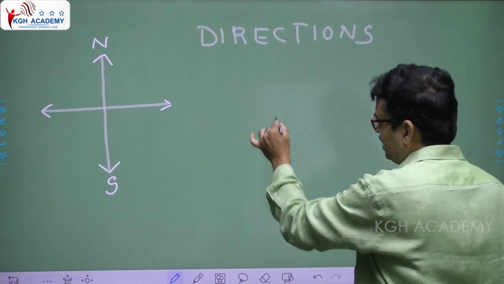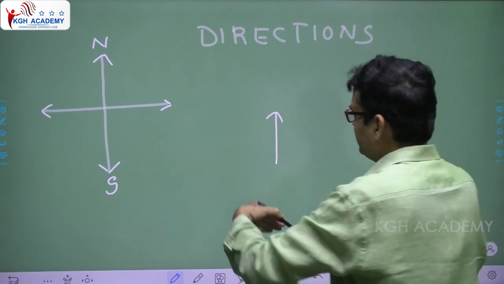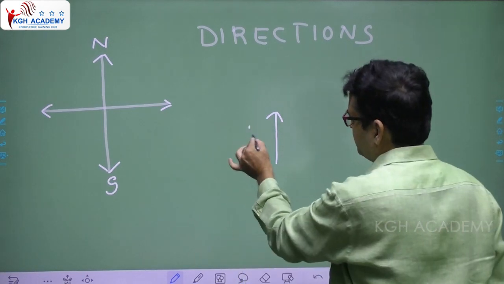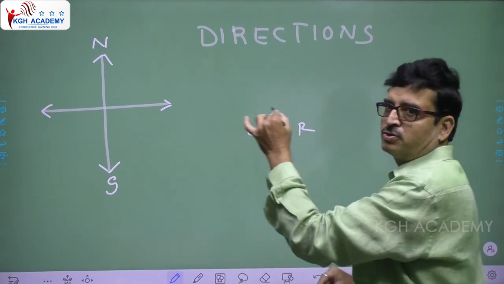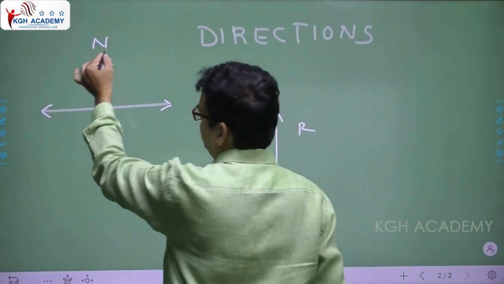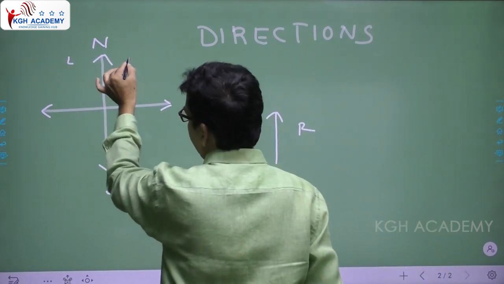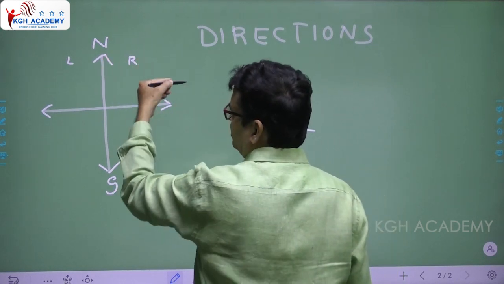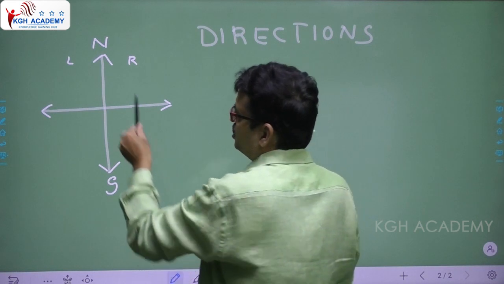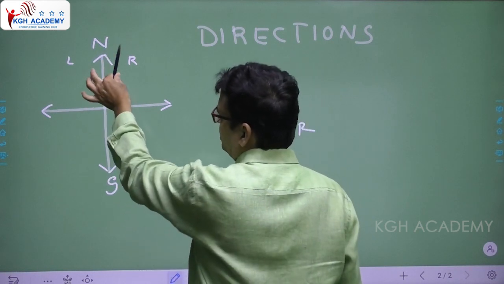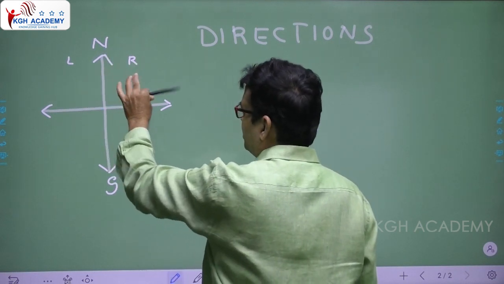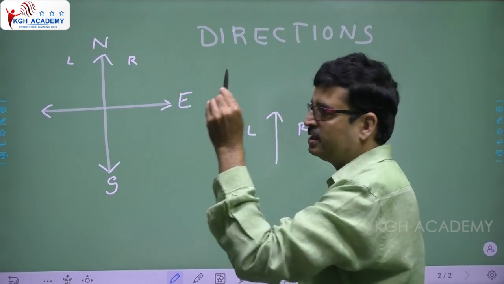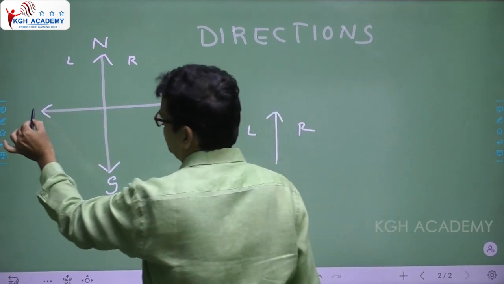Now please note, when I take an arrow this way, or when I am pointing like this, your left is left, your right is right. Understood? So in the same way, when you take this arrow like this, this is left and this is right. Now, when a person is facing the north direction and he turns right, he is going to face the eastern direction. Am I clear? The opposite of the eastern direction is west.